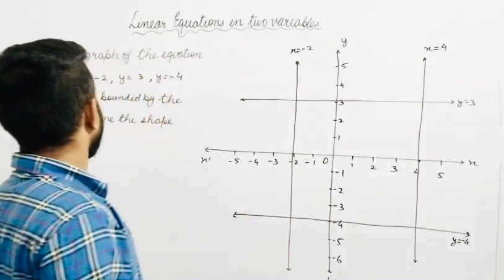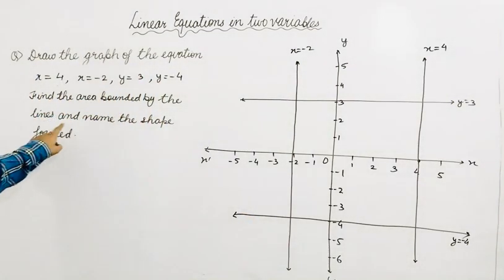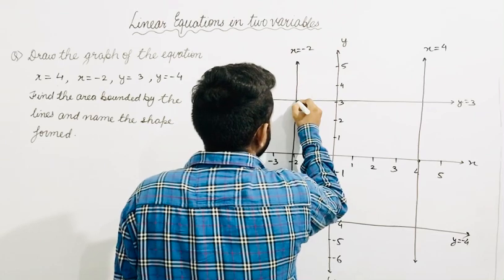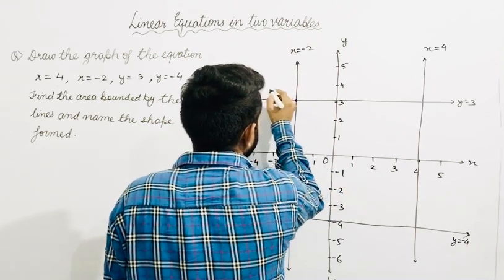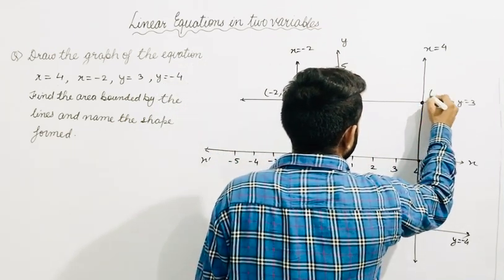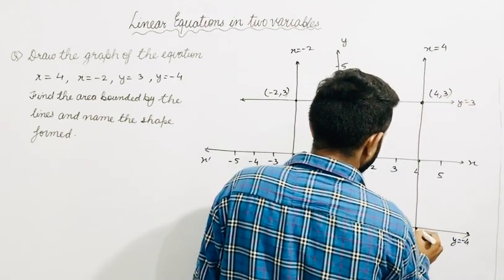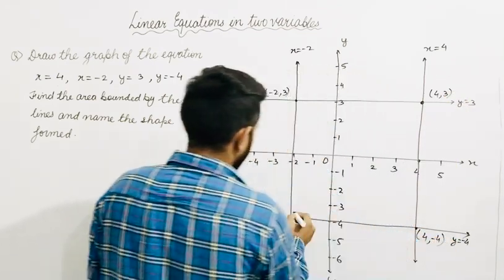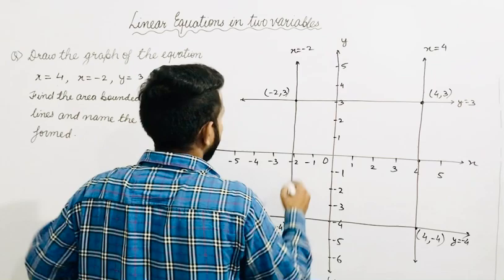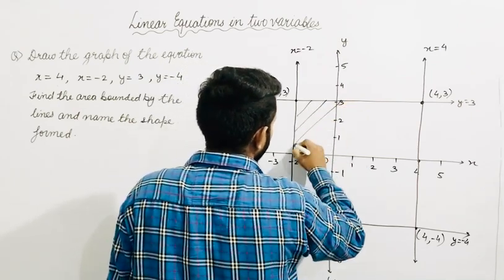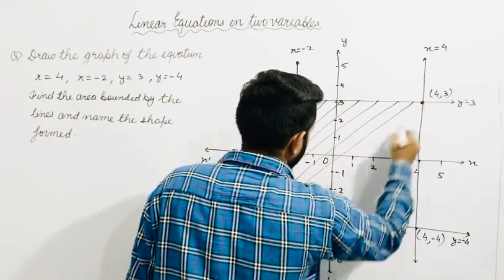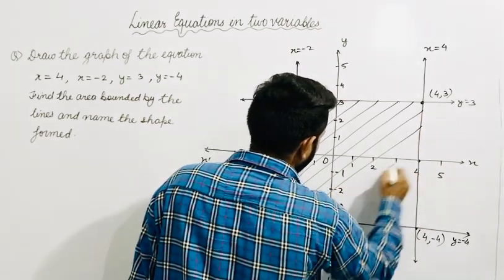Now look. Find the area bounded by the lines and name the shape formed. This point is minus 2 comma 3. This point is 4 comma 3. This point is 4 comma minus 4, and this point is minus 2 comma minus 4. Now find the area bounded by the lines. So this is the area that is bounded by the lines.